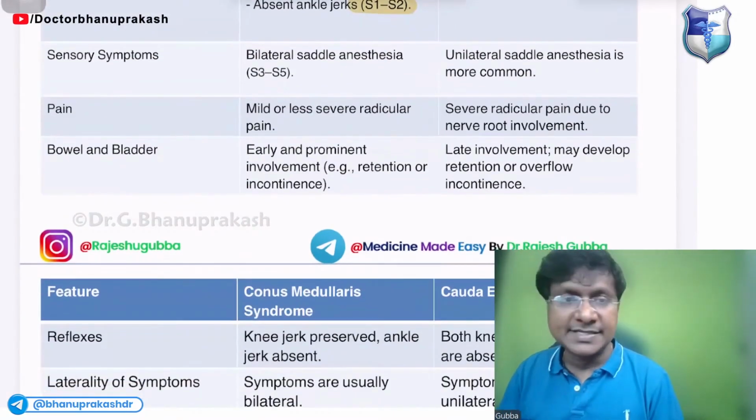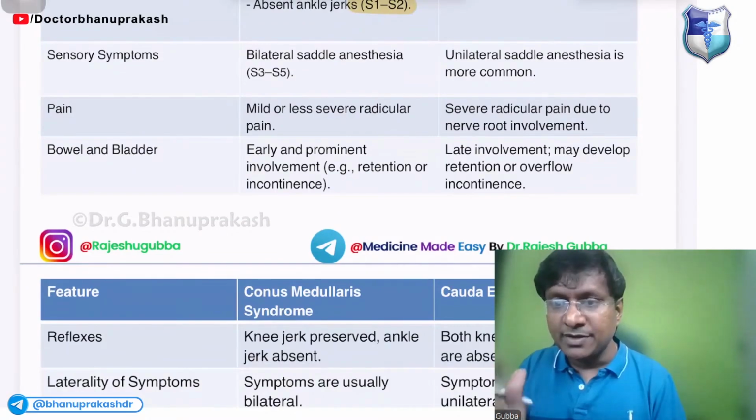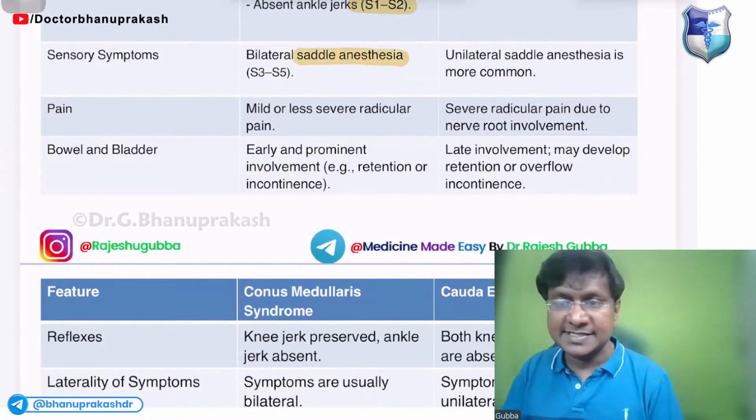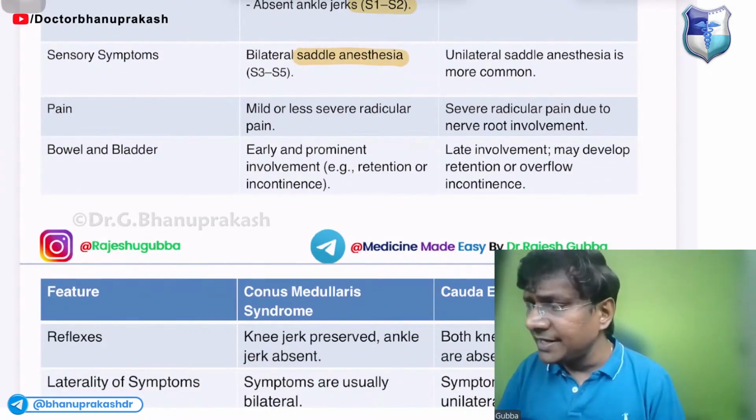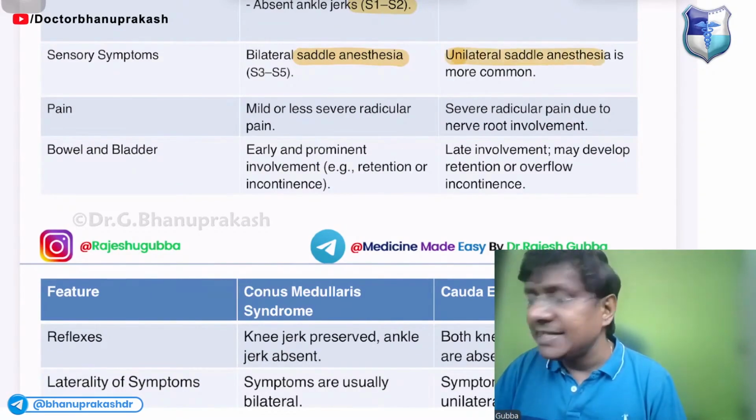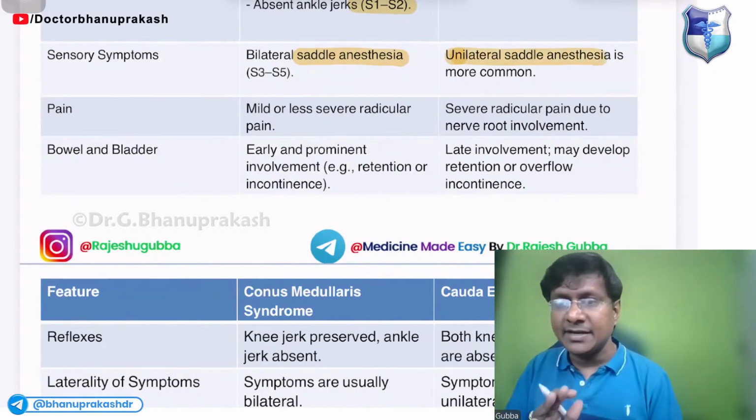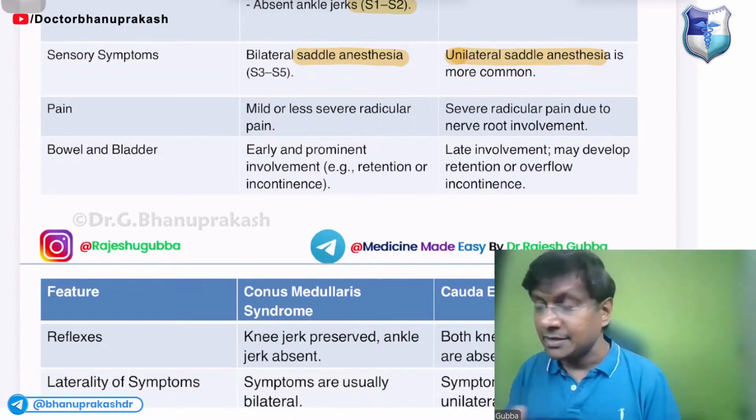Now, what will be the sensory symptoms in patients with conus medullaris? They will have saddle anesthesia. Whereas in the cauda equina, you will have unilateral saddle anesthesia. It is not bilateral; unilateral saddle anesthesia will be there.